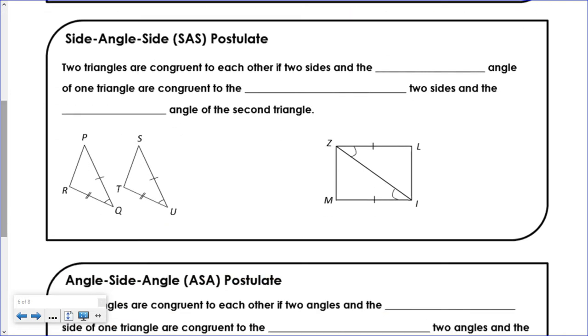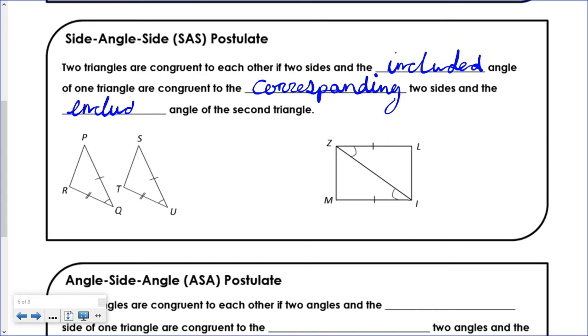Alright, the next one is called the side angle side postulate, and the way that the letters are arranged is very important. This rule says that 2 triangles are congruent to each other if 2 sides and the included angle of one triangle, so that means it's a sandwich. You have 2 sides and then the angle in between. That's what included means. It's in between the 2 sides. Those are congruent to the corresponding 2 sides and the included angle of the second triangle.